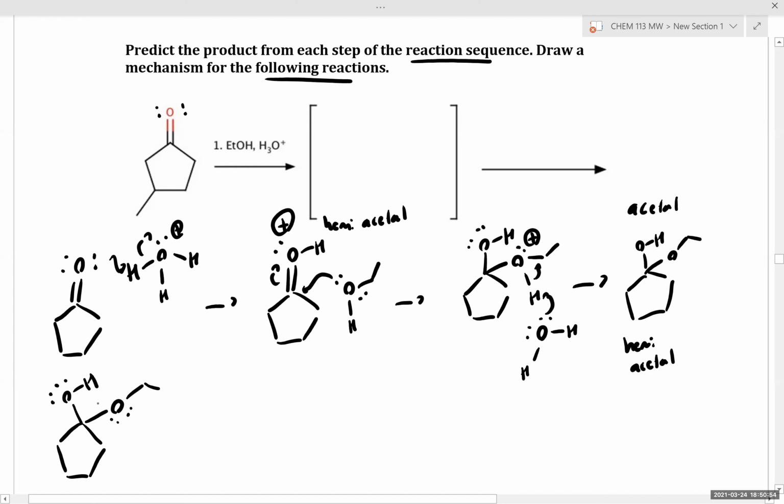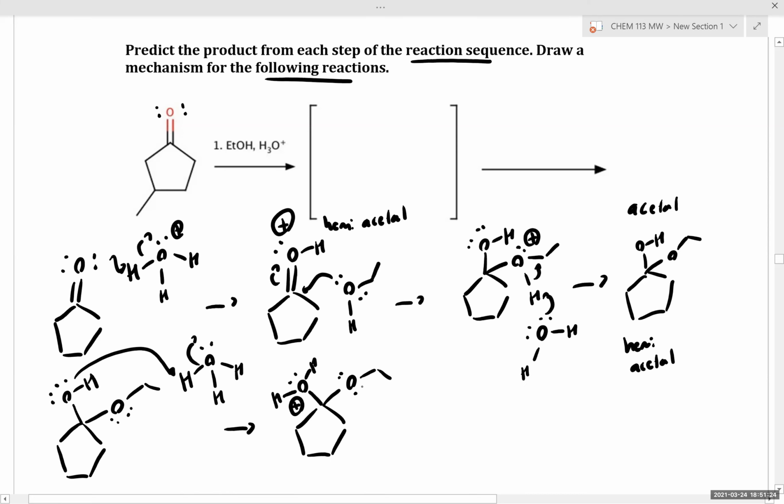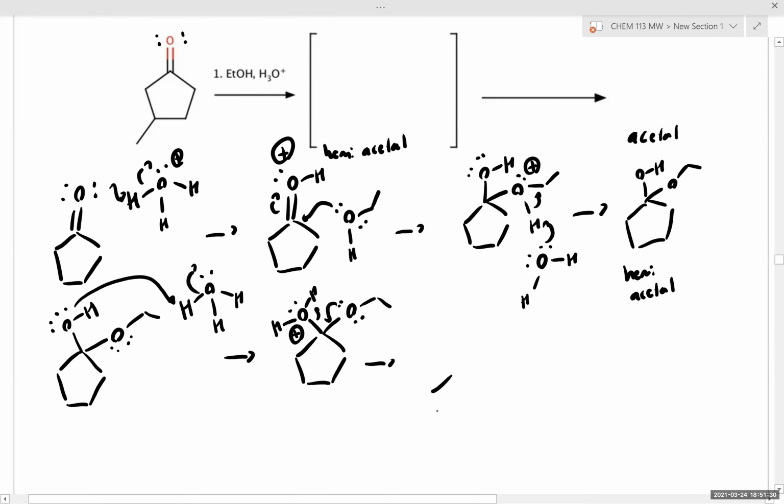Yep, but before we eliminate, if we're under acidic conditions, how do we activate hydroxide as a leaving group? Add another proton. Yep, exactly right. We protonate it to make water. And then we can easily eliminate water to regenerate our carbon-oxygen double bond. Now that we have water, which is a much better leaving group than what we started with, we can easily kick out water and make our oxonium ion. Okay, we now have this super activated electrophilic position.